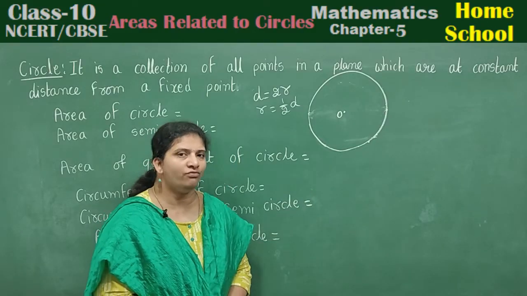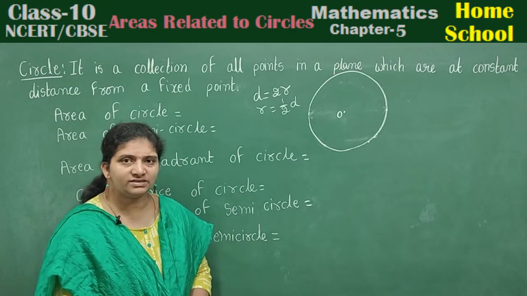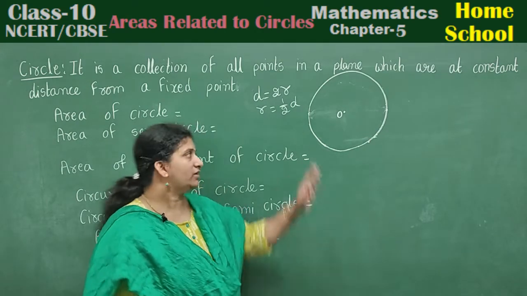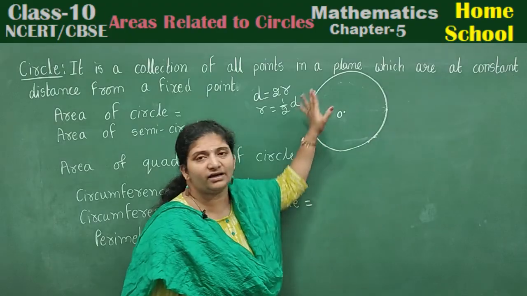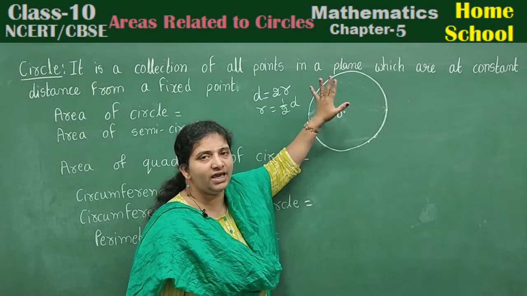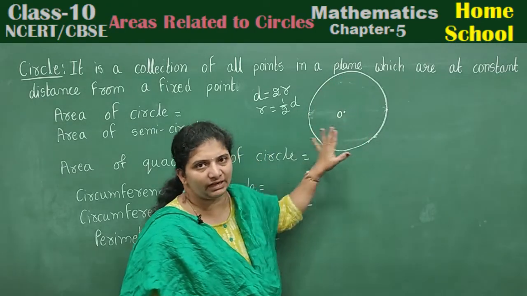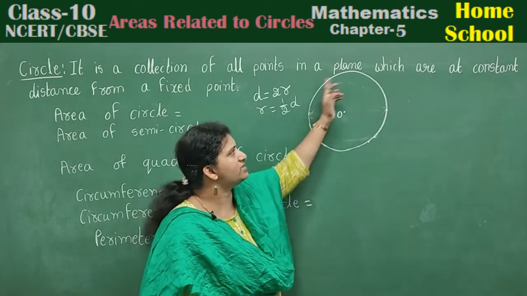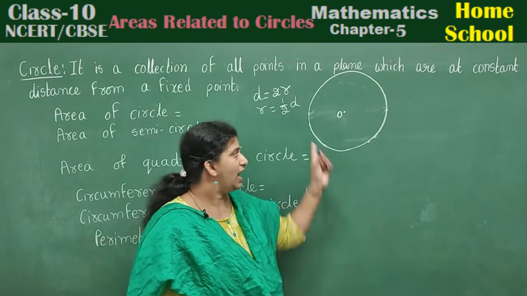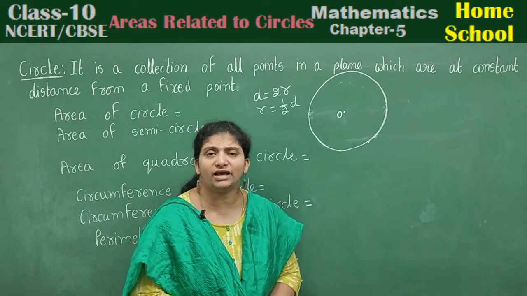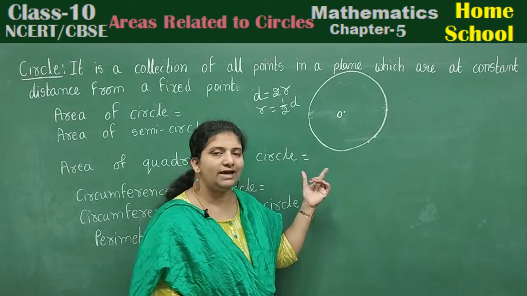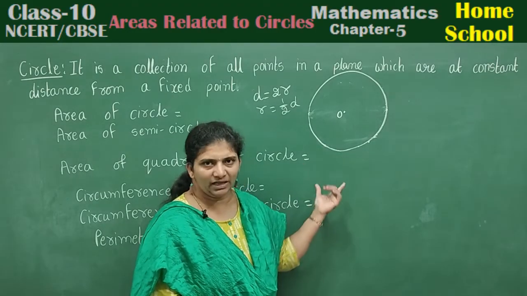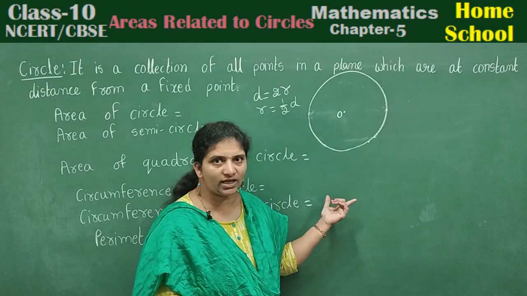Let's go quickly to the formulas. What is the area of a circle? Area means what, children? The inside of the circular region we call the area of the circle. Complete area. This is the area of a circle. And what is the outer ring called? The outer ring is called the circumference of a circle. In some problems, they may give you the perimeter of a circle. Perimeter or circumference, both are the same.